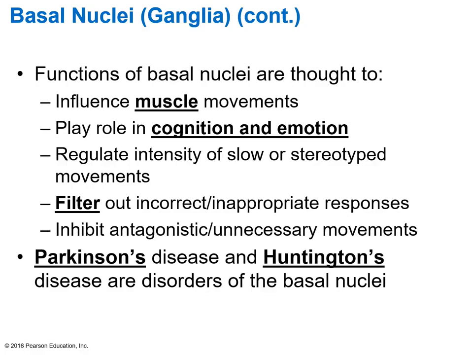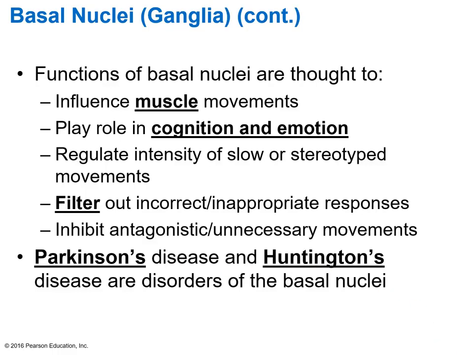The basal nuclei, also known as the basal ganglia, is going to be the third part. You had your cortex, these association areas which contain the white matter, and then you've got the basal nuclei. These are going to play roles in things such as determining muscle movement. They play a role also with emotion and cognition. They kind of filter out inappropriate responses. They inhibit unnecessary movements.